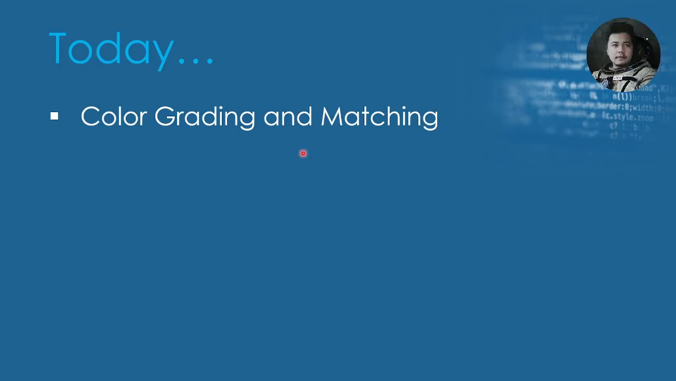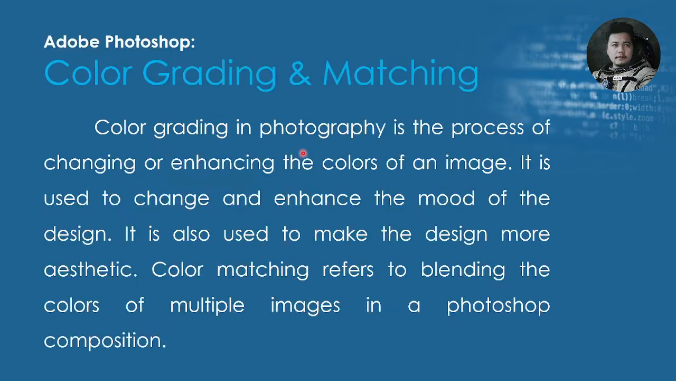One of perhaps the most powerful techniques that you should learn in doing composition is color grading and matching. When we say color grading, in photography or in graphic design, it is a process of changing and enhancing the colors of an image. It is used to change and enhance the mood of the design. It is also used to make the design more aesthetic, meaning to make it look good. And color matching refers to blending the colors of multiple images in a Photoshop composition.